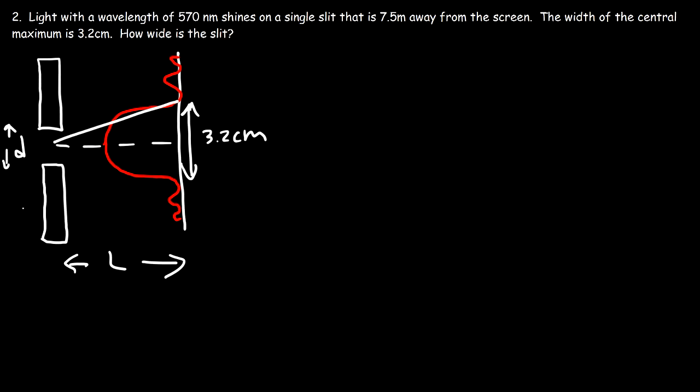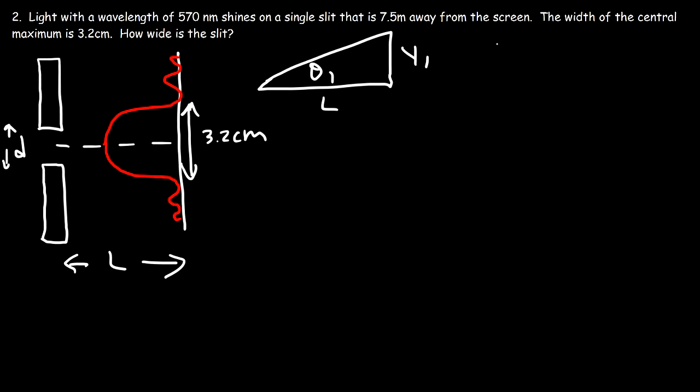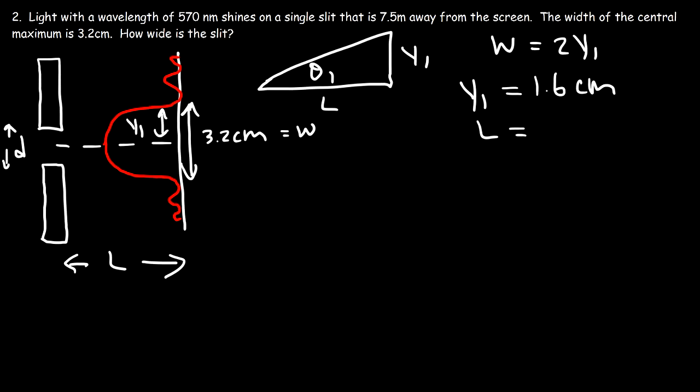And if we draw a triangle, which I'm going to redraw here, this is y1 and this is L, and this is theta 1. So the width of the central maximum is twice the value of y1. So this is W and this is y1, so you can visually see it. Now let's make a list of what we know. So y1 is half of W. So 3.2 divided by 2, that's 1.6 centimeters. We have L, which is 7.5 meters. We have lambda, that's 570 nanometers. We don't know the angle, and we don't know D.